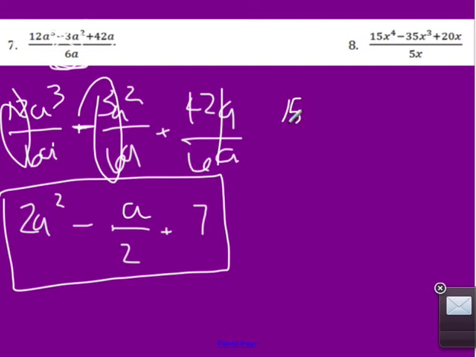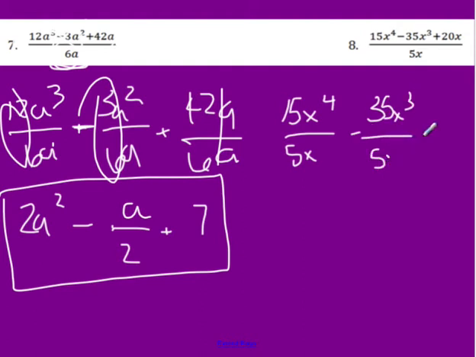Again, splitting up those fractions. So I have 15x to the 4th divided by 5x, negative 35x cubed divided by 5x, plus 20x over 5x. Okay, so now what we want to do is divide that out. 15 divided by 5 is going to be 3. When I take x to the 4th and divide it by x to the 1st, I'm going to subtract those exponents, and that's going to give me 3.